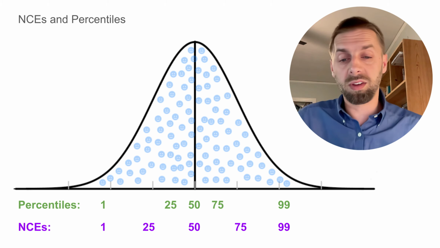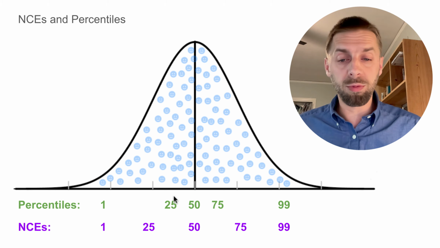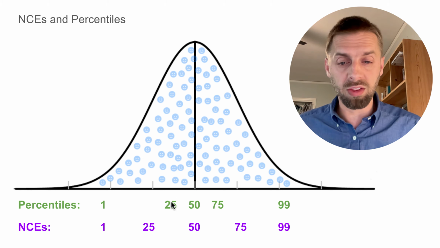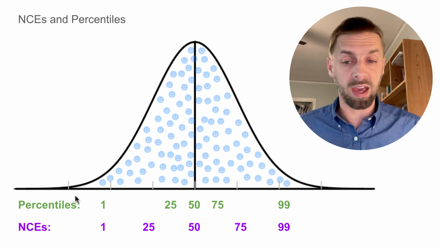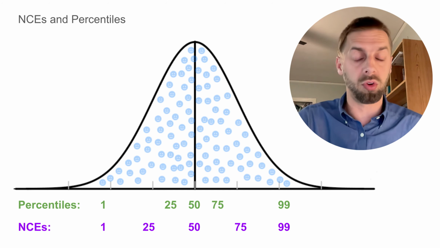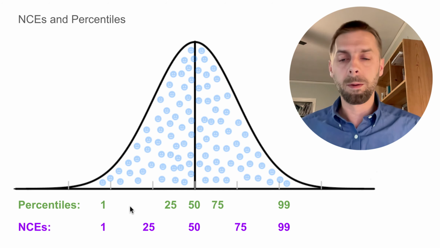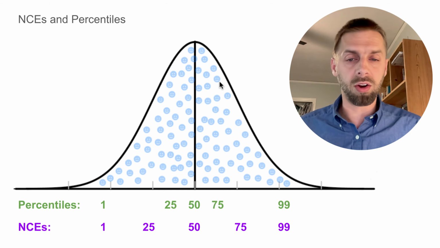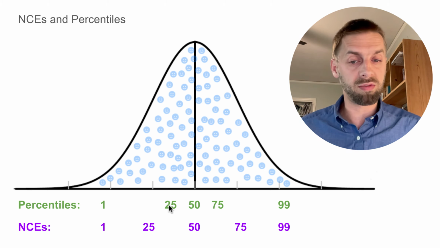Here's where they start to be different. Where the 25th percentile is right here, so follow this green 25 up, and if you counted, you'd find 25 smiley faces to the left of that. That's because it's the 25th percentile. 25 out of 100 typical students are scoring lower than you. And 75 is here. The problem is that with percentiles, the distance from 1 to 25 is not the same as the distance from 25 to 50, 50 to 75.